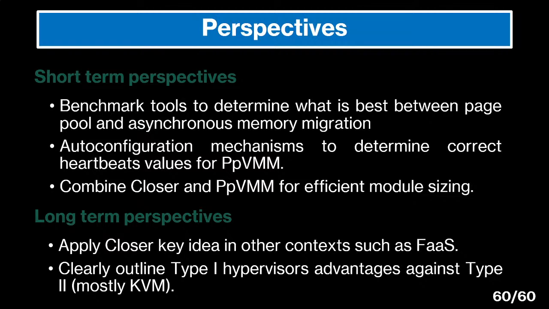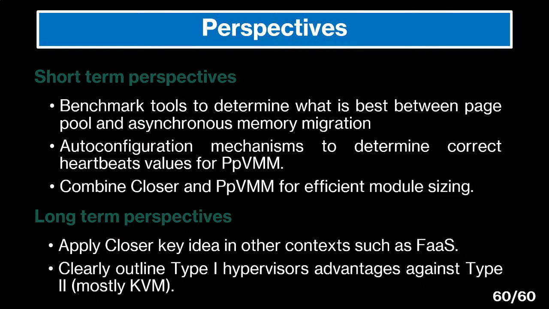For PPVMM, since there are a lot of timeouts and heartbeats to configure, I think it would be interesting to propose an auto-configuration, or even some mechanism to configure these values, based on the kernel you are running, for an optimal low-overhead fault tolerance system. I also think of combining the ideas presented in Closer and PPVMM, since we have separated the privileged virtual machine into several components, and these components also need sizing.